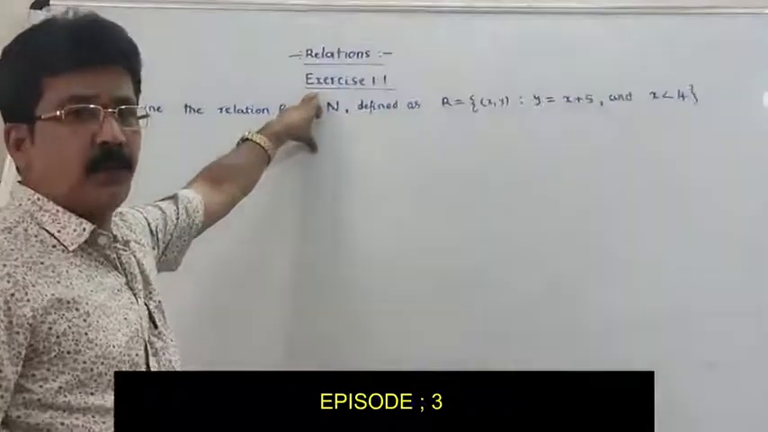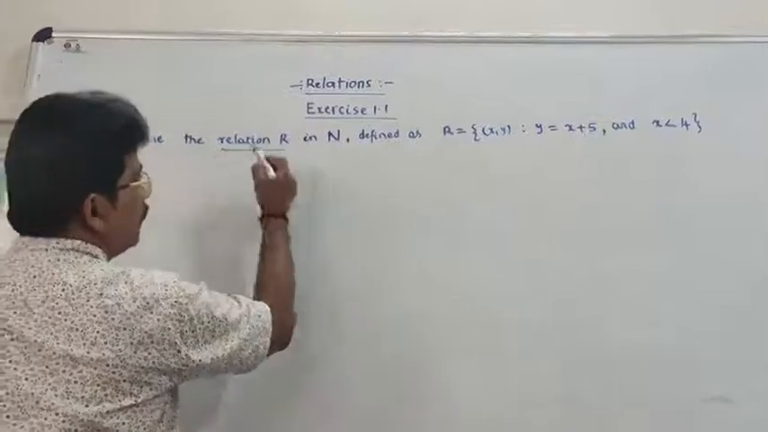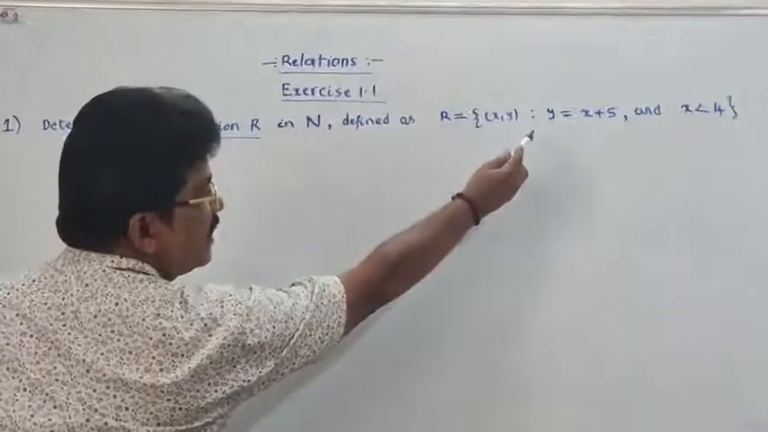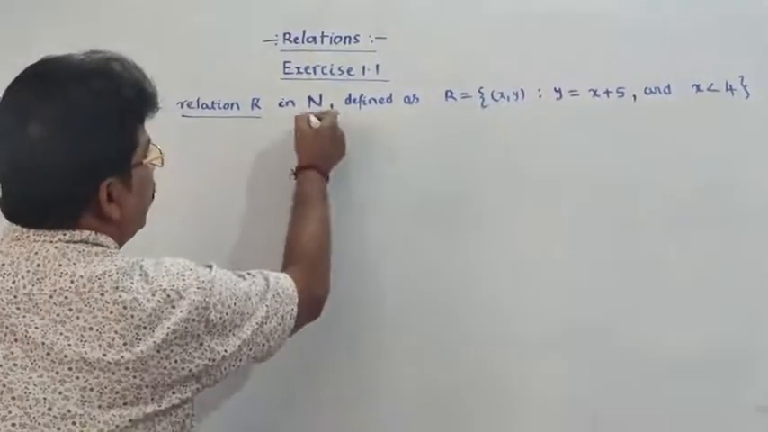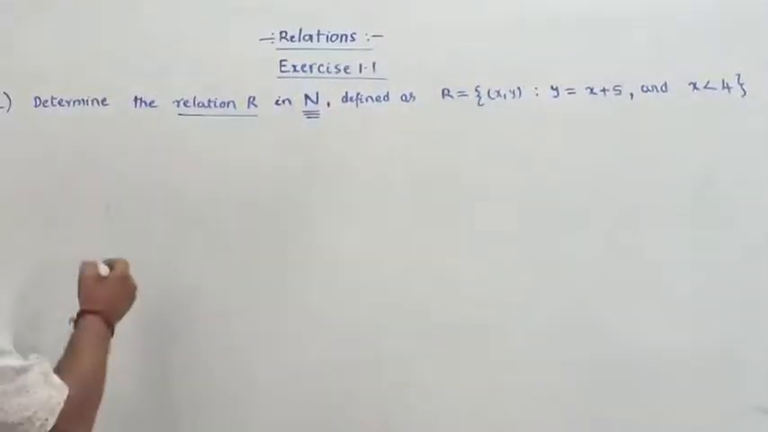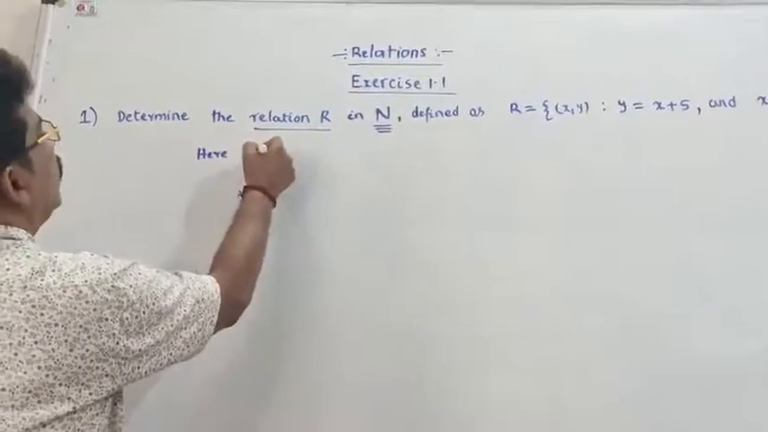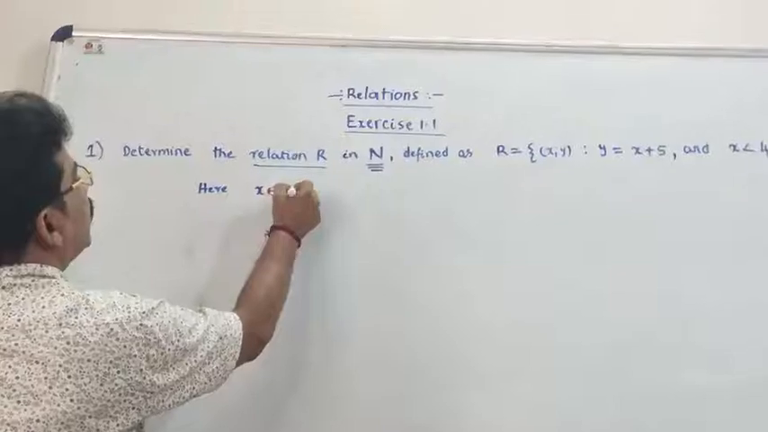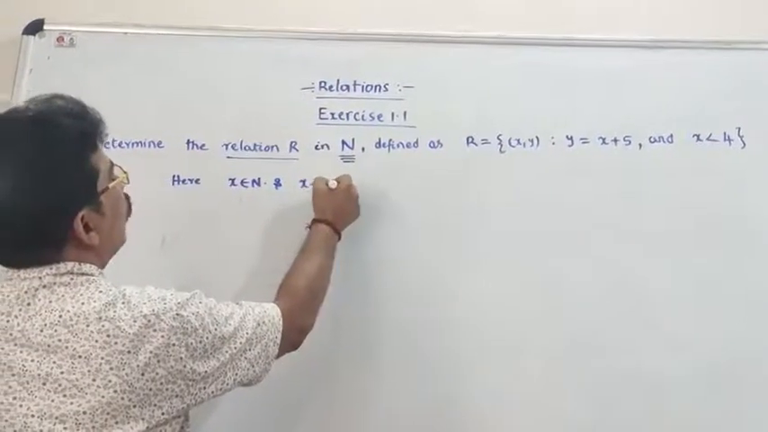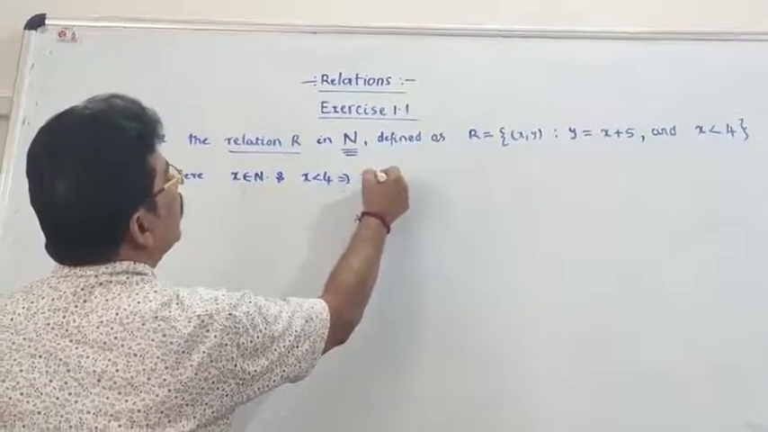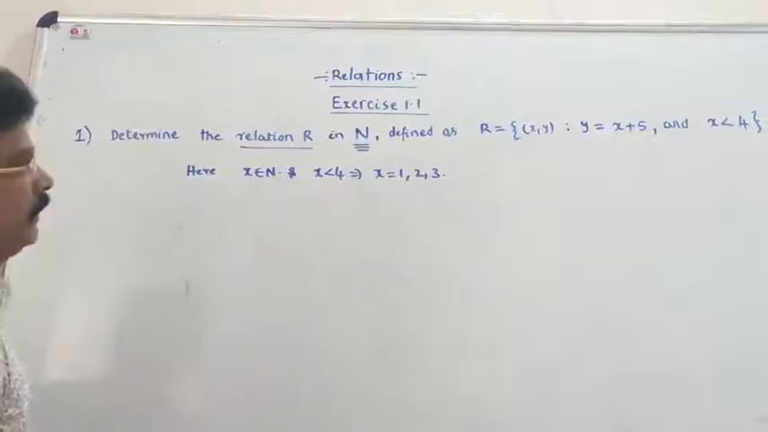Exercise 1.1, board syllabus. Determine the relation capital R defined as y equal to x plus 5, where x is less than 4 and x belongs to capital N. Here x belongs to capital N, and given that x is less than 4, we can take x equal to 1, 2, 3.